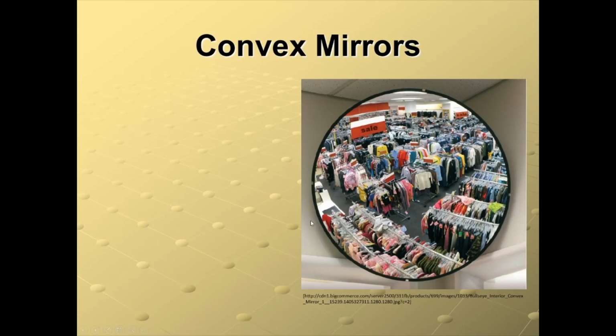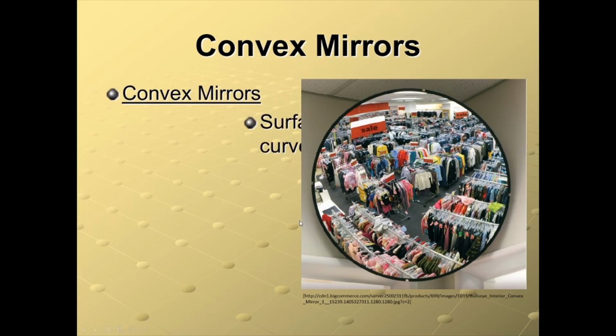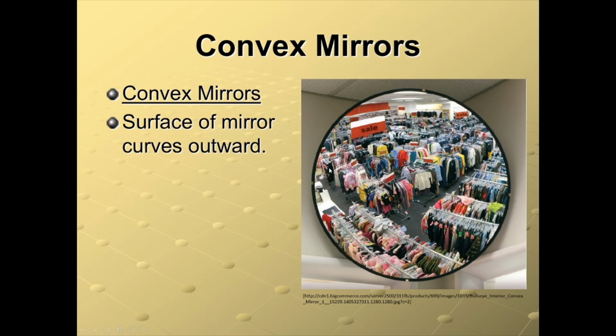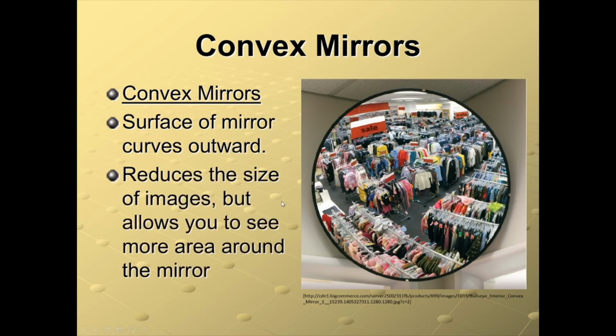All right, so let's move on to a different type of mirror called a convex mirror. This is going to be less complex than a concave mirror. A concave mirror is probably the most complex mirror, but a convex one is actually pretty simple. It's the exact opposite shape. So what I mean by that, it doesn't curve inward, it curves outward. It reduces the size of the image, but allows you to see more area around the mirror.